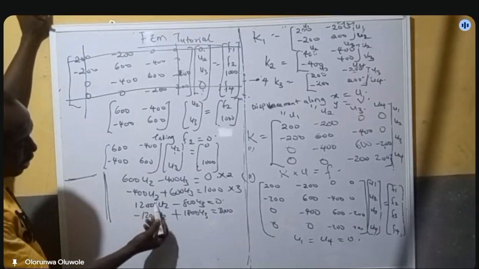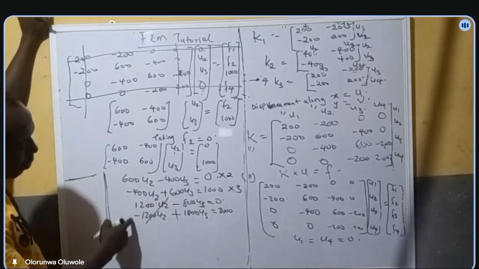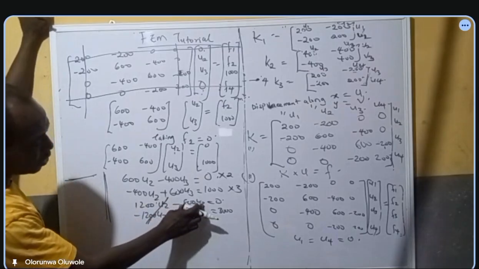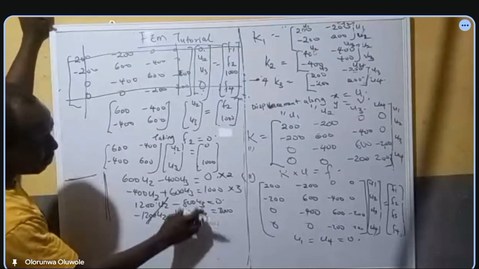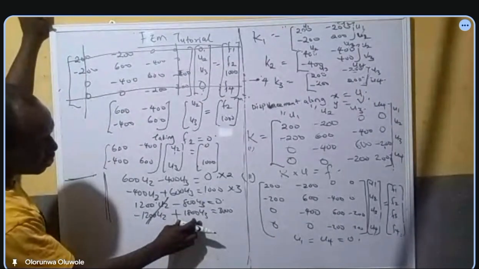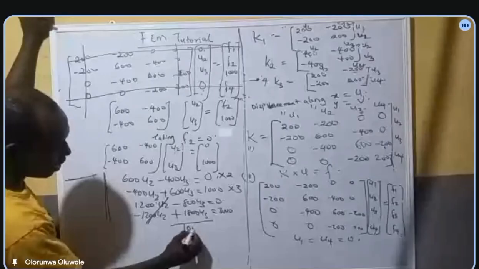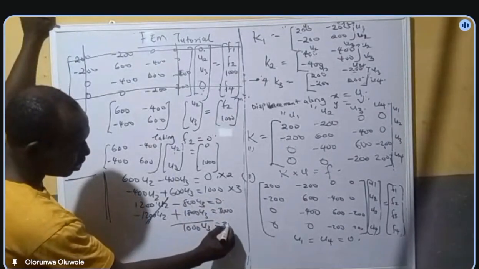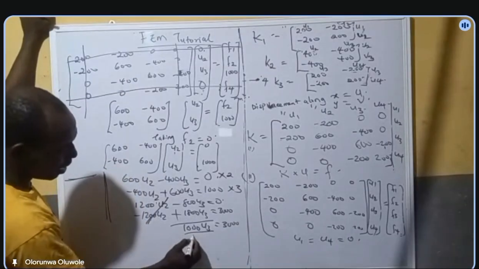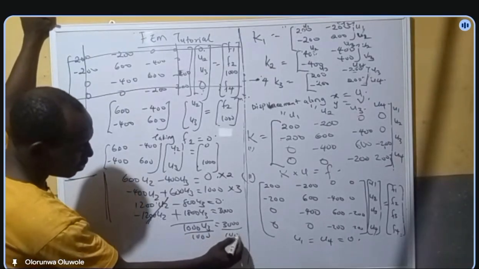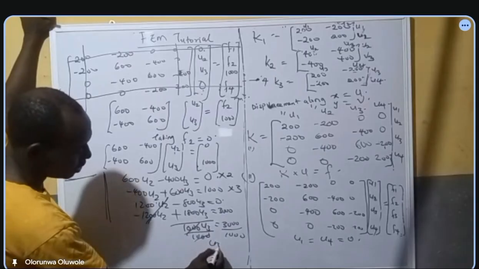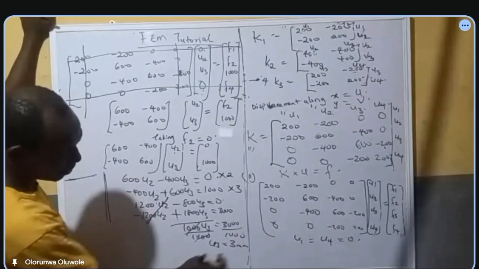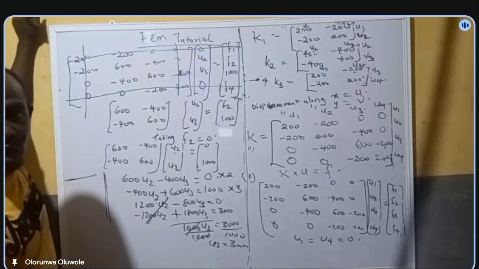Then U2 and U2 can cancel out since they are the same and opposite sign. Minus 800 plus 1800 U3, this one will give me 1000 U3 equals 0 plus 3000 equals 3000. So divide both sides by 1000, 1000 cancel, our U3 equals 3. That's, we have gotten U3 like that.